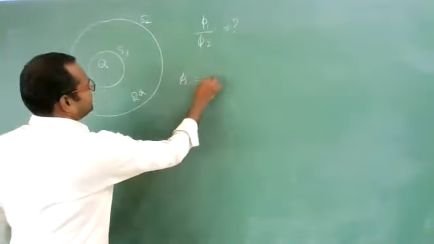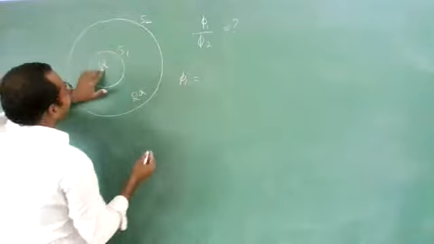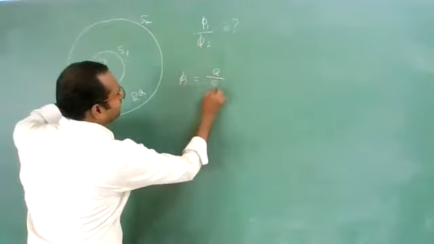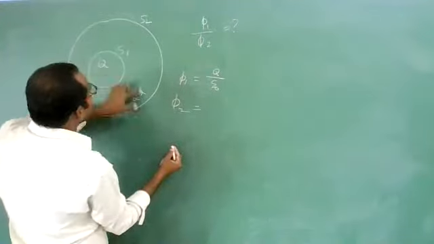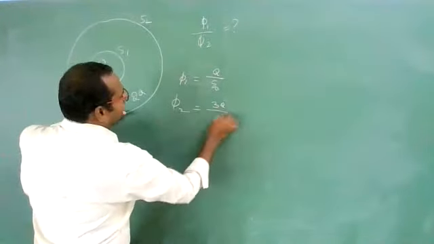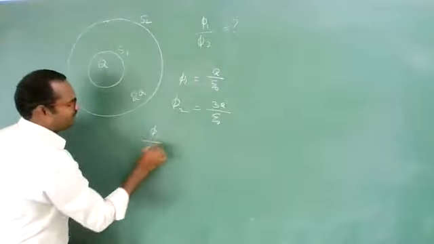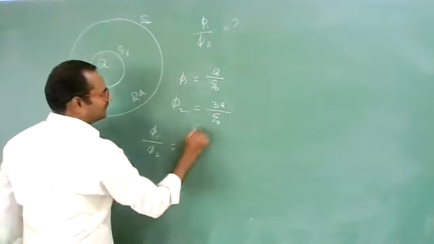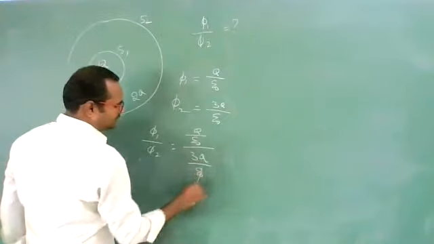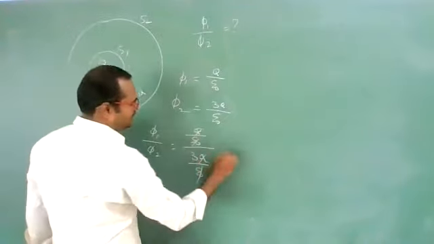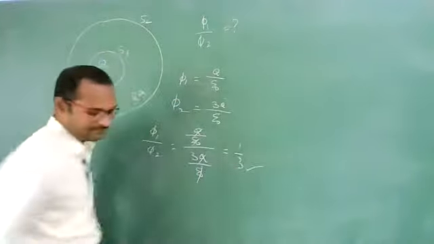Flux through the first surface is nothing but Q by epsilon naught. This is the answer. Flux through the second surface: how much charge is there? 3Q, so 3Q by epsilon naught. So phi1 by phi2 is equal to Q by epsilon naught divided by 3Q by epsilon naught. Epsilon naught cancels, Q cancels, you get 1 by 3. This is the answer.